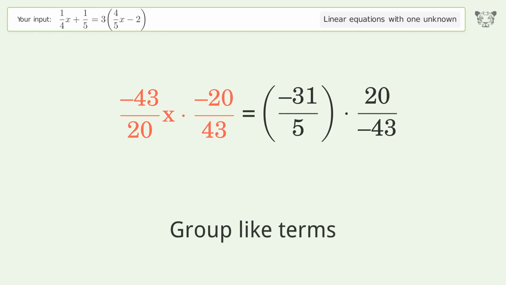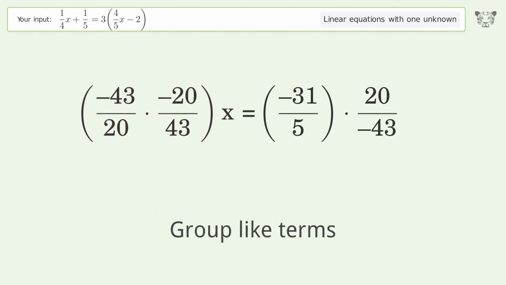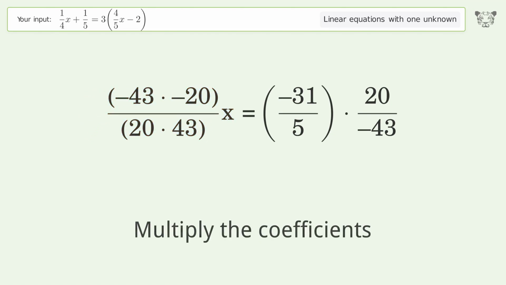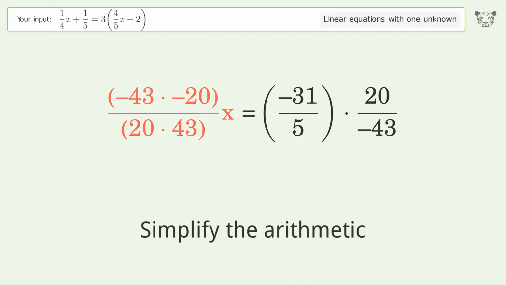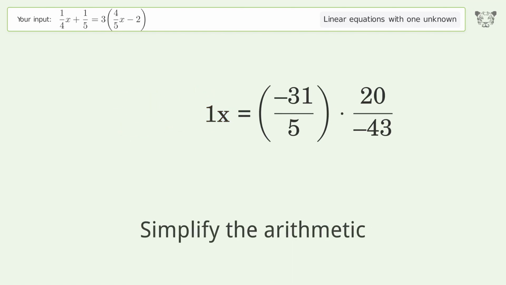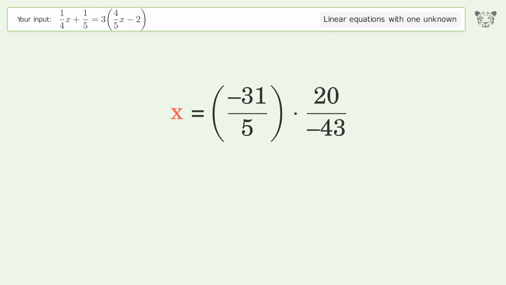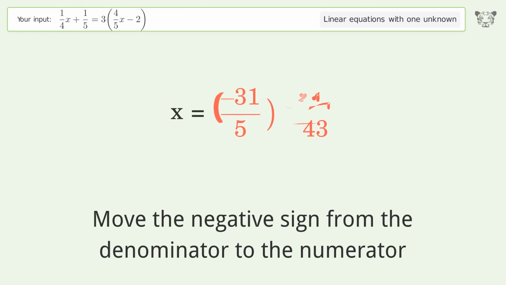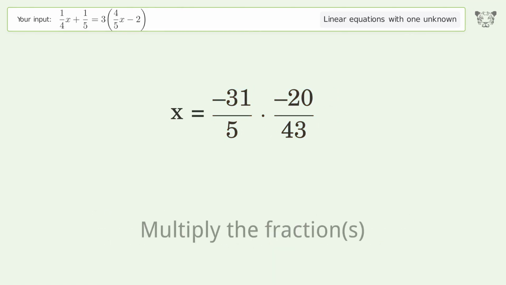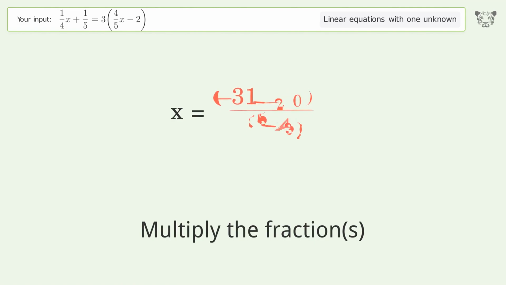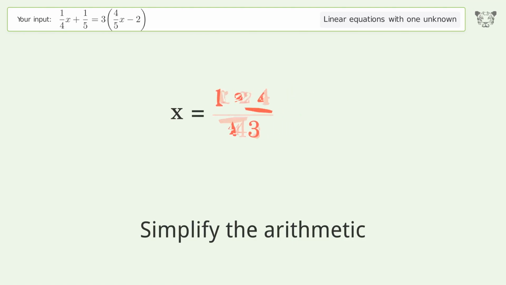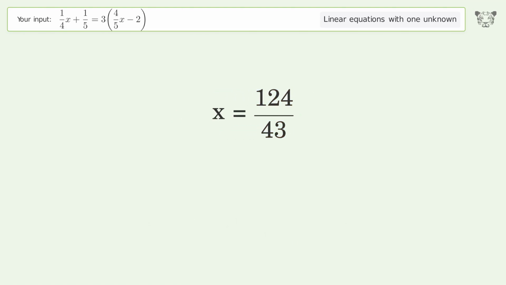Group like terms. Multiply the coefficients. Simplify the arithmetic. Move the negative sign from the denominator to the numerator. Multiply the fractions. Simplify the arithmetic. And so the final result is x equals 124/43.